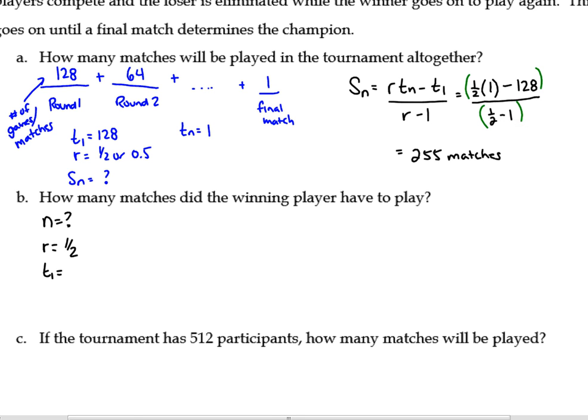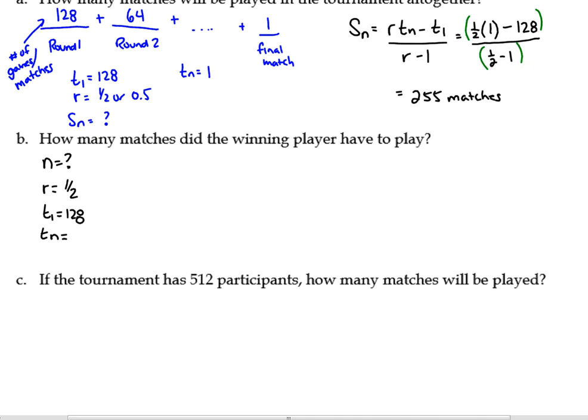Okay, so we know we want the number of terms. First term is 128, and our last term is still 1. Now this is fun. We're not using the sum formula, right? Because it's not looking for us to sum. We're just looking for the number of terms. We're going to go back to this one. This is where you're all going to groan, because we have to work with fractions.